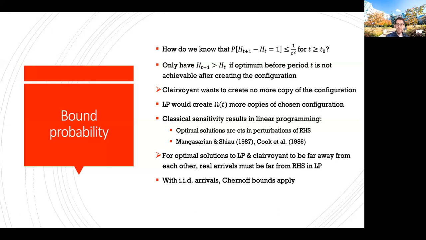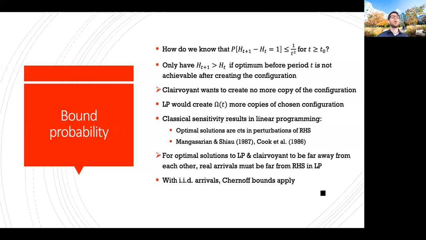With IID arrivals, as we've assumed for the purpose of this talk, we can use Chernoff bounds to guarantee that that happens only with vanishing small probability. Now, this event that happens with vanishingly small probability is actually necessary for HT plus 1 to be greater than HT, because otherwise the optimal solution to the LP, creating so many copies of the configuration that is chosen by OCOP in this period, would be large enough that the deviation in the solution space would be too small for it to cause a mistake for the clairvoyant.